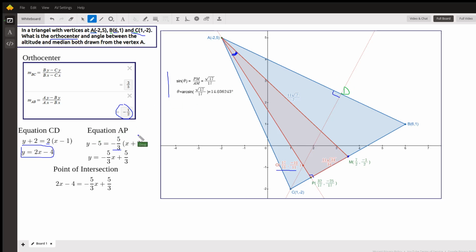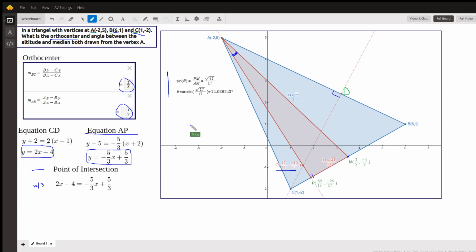And for AP, it's similar. AP is perpendicular to BC. BC has a slope of 3/5. So the perpendicular to that line has a slope of negative 5/3, passing through negative 2, 5, the coordinates of A. And if I get both of these equations in slope-intercept form, set them equal to each other, and solve for x, I do get 17/11. Multiply every term by 3 to clear the fractions, solve for x. Whatever you get, 17/11, plug it into one of these equations to get the y coordinate.